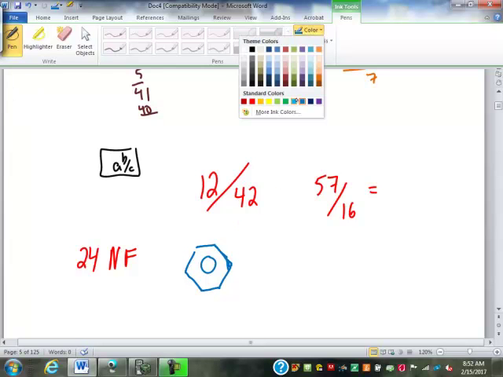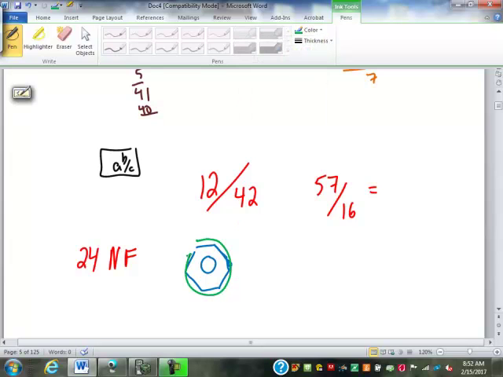If I take a nut and I turn it 1 turn, how far is it advanced up that bolt? 1 thread. 24 threads per inch, which means 1 inch is 24 threads, which means 1 thread is 1/24 of an inch. Correct? So if I turn it 2 turns, it's now gone 2/24 of an inch, right? Which can reduce to 1/12 of an inch. If I were to turn it 8 turns, it would be 8/24, or 1/3 of an inch. Does that make sense? Yeah.